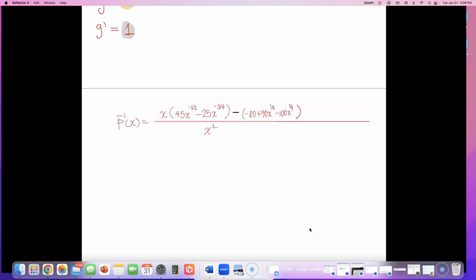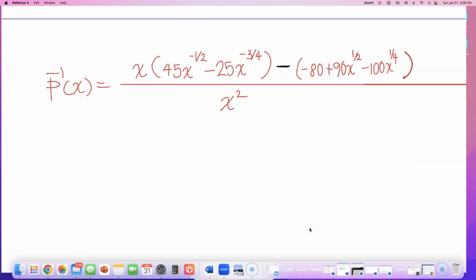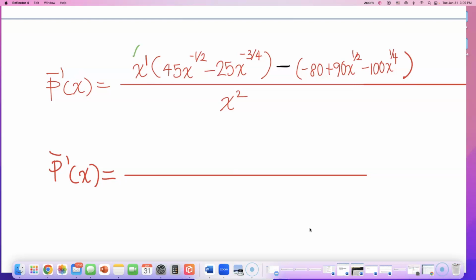Now let us simplify this because we're going to have to plug in something later, right? So the average profit changing function. Okay, let's see. I think we can distribute this in. Let's distribute this x in, okay? Which means you will be adding exponents. You will be adding 1 plus negative 1/2 and 1 plus negative 3/4. So when you multiply powers, you add exponents. That's why we'll be adding.